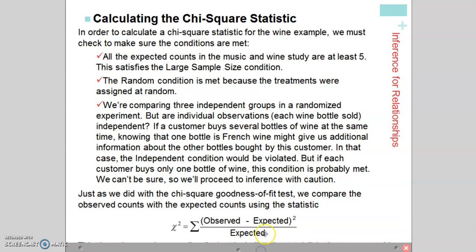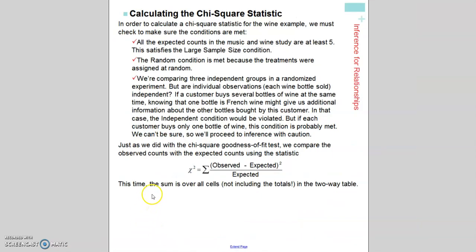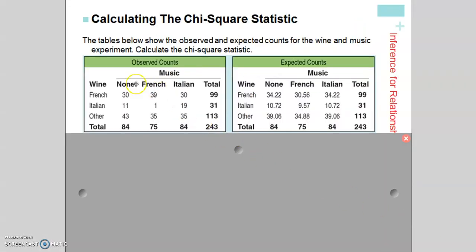Now, just as we did with the goodness of fit, we compare the observed counts to the expected counts using the same formula. This time the sum is over all the cells, not including the totals in the two-way table. So here are the observed counts, here were the expected counts. Notice all the totals are the same. That should always happen.